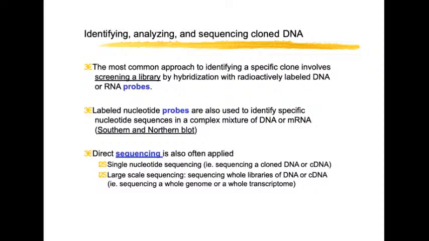So, identifying, analyzing and sequencing cloned DNA. The most common approach to identify a specific clone involves screening the library by hybridization with a radioactively labeled DNA or RNA probe. Labeled nucleotide probes are also used to identify specific nucleotide sequences in a complex mixture of DNA or mRNA. Direct sequencing is also often applied: single nucleotide sequencing and large-scale sequencing, that is, sequencing whole libraries of DNA or complementary DNA.